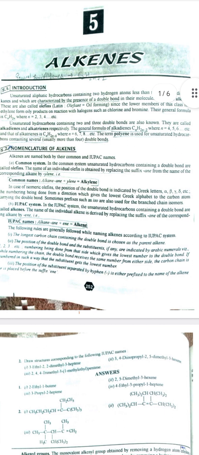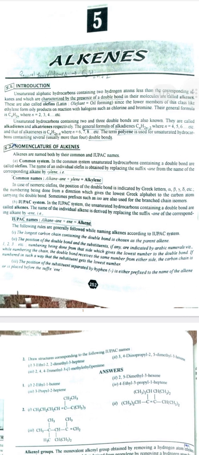Alkenes. Alkenes, unsaturated aliphatic hydrocarbons containing two hydrogen atoms less than the corresponding alkanes and which are characterized by the presence of a double bond in their molecules, are called alkenes. These are also called olefins, from the Latin olefiant, meaning oil forming.